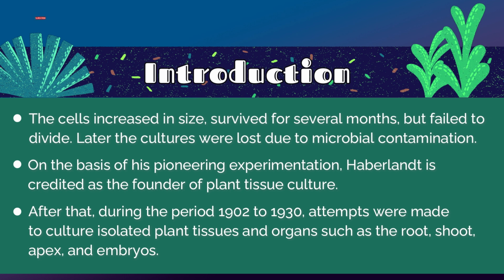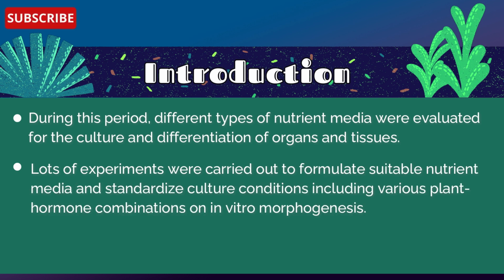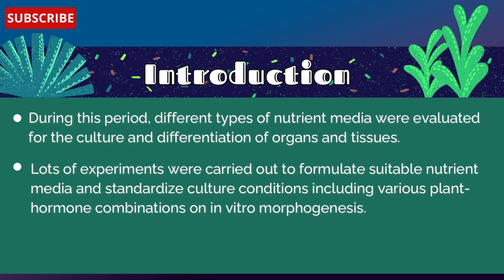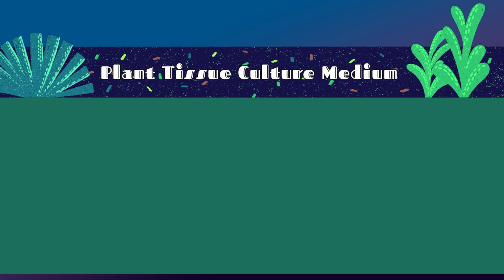After that, during the period 1902 to 1930, attempts were made to culture isolated plant tissues and organs such as the root, shoot apex, and embryos. During this period, different types of nutrient media were evaluated for the culture and differentiation of organs and tissues. Lots of experiments were carried out to formulate suitable nutrient media and standardized culture conditions, including various plant hormone combinations on in vitro morphogenesis.